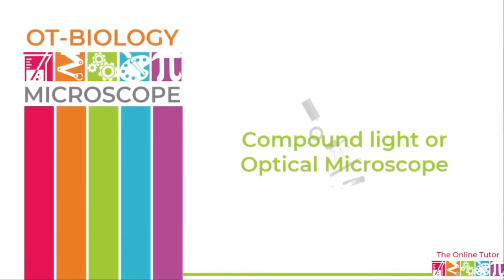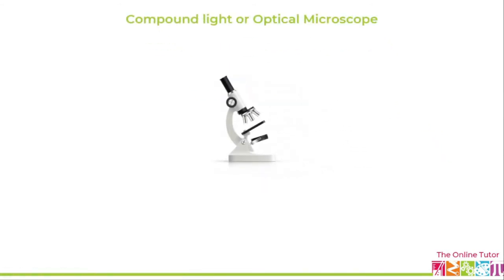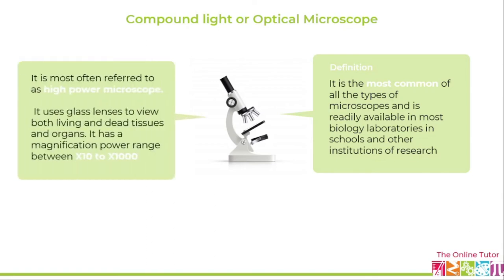Now let's proceed to look at what the compound light or the optical microscope is. So what is a compound light or an optical microscope? It is the most common of all the types of microscopes, and it is readily available in most biological laboratories in schools and in other research institutions as well. It is most often referred to as a high power microscope.